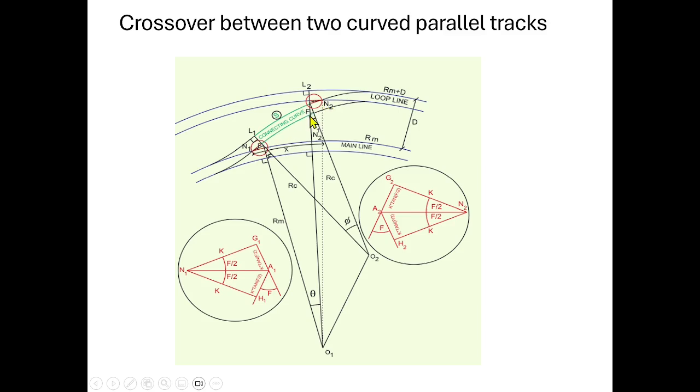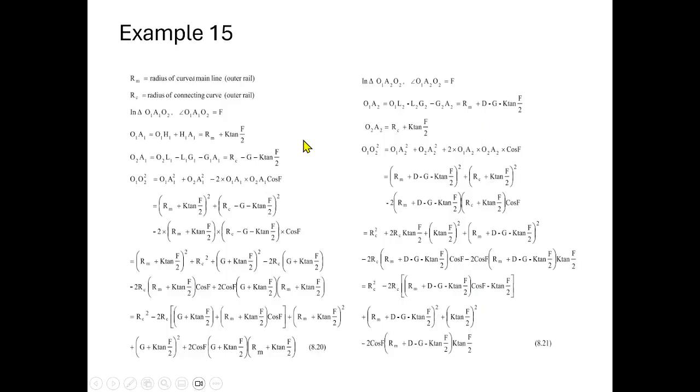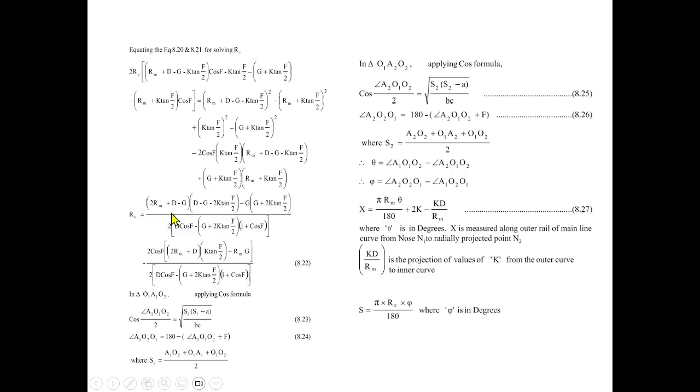Here, being the curved track, the procedure is very lengthy. Here you see we want to solve trigonometrically for the connecting curve. These many lines are there, you see. We take Rm equal to radius of curved main line, outer rail, and RC equal to radius of connecting curve, outer rail. With this we are deriving, and finally our RC formula equal to this one. So this big equation is for finding out the RC. Substituting all the values, we are able to get the RC.